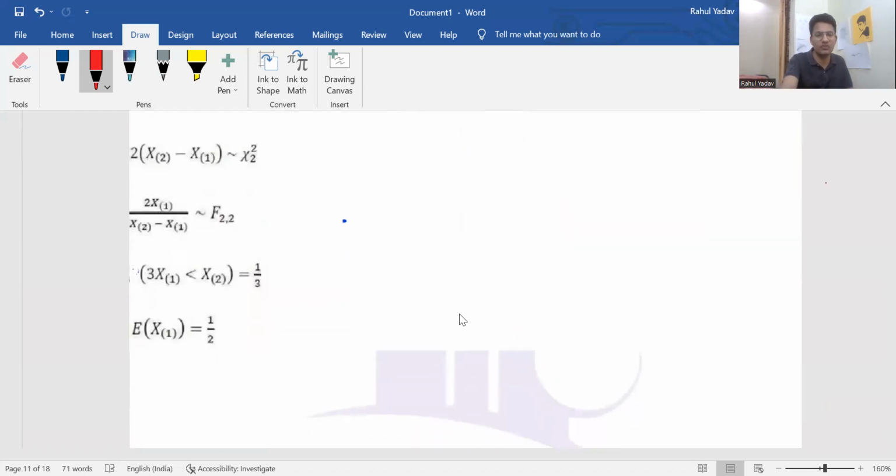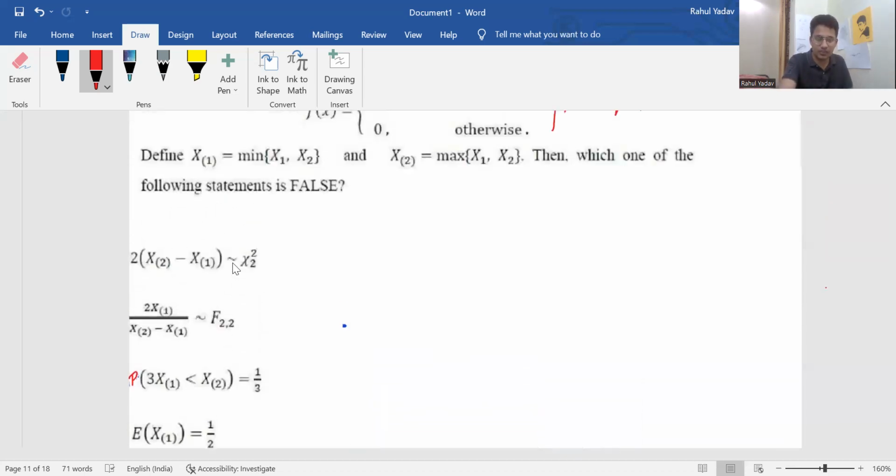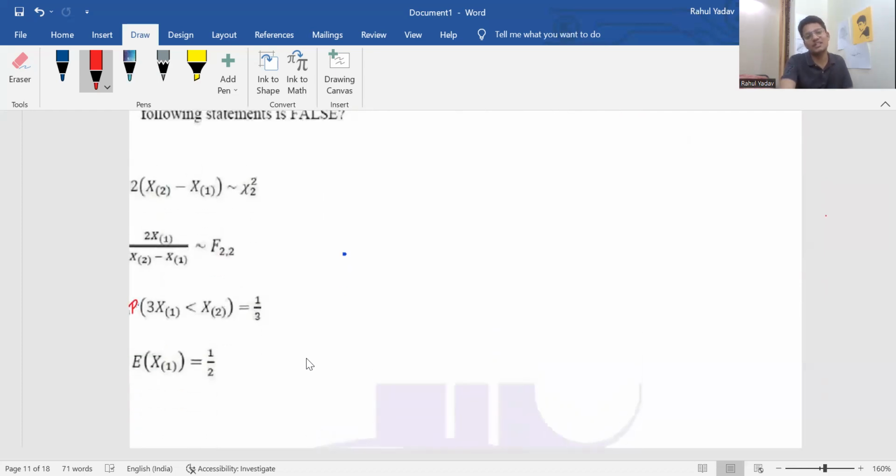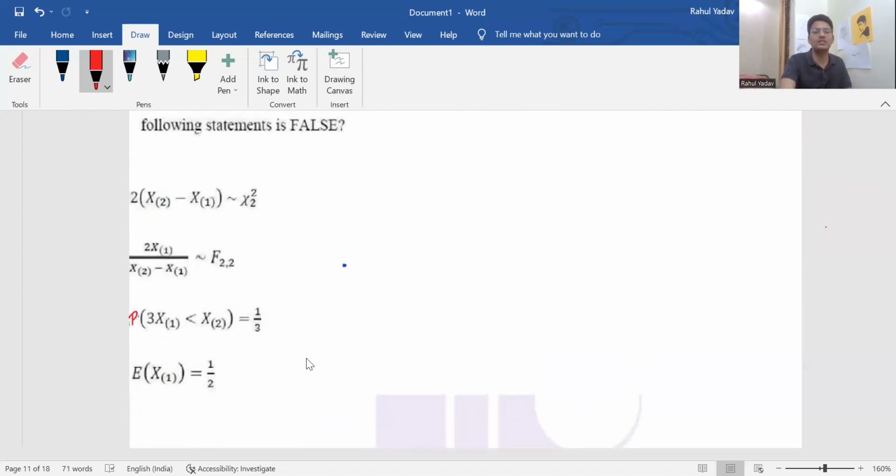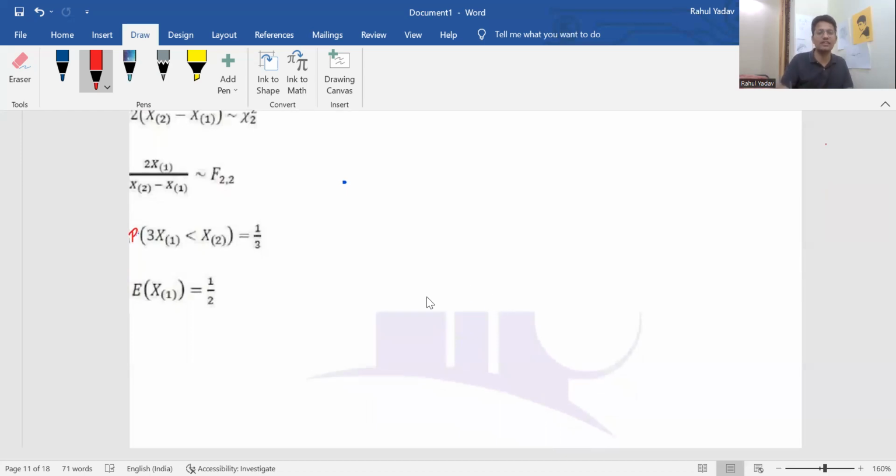Okay, so we are given a few statements. If I see, there might be some probability. So we have to solve these four options. Rather than solving all of them, let's have a look at the final one, the D option. The D option says expectation of x1 is 1 by 2. So let's have a look at this.